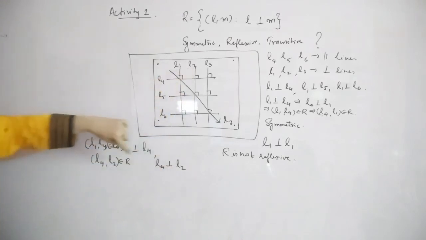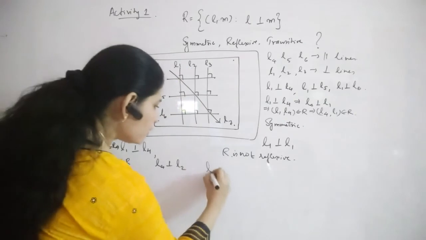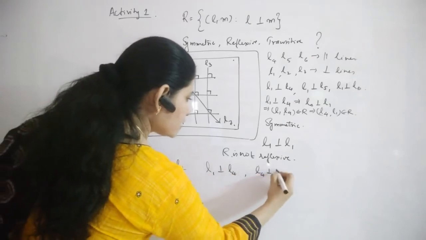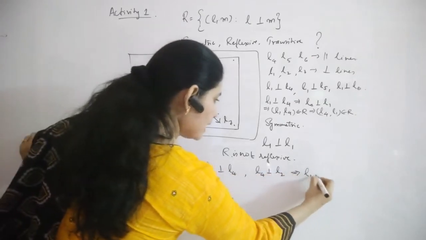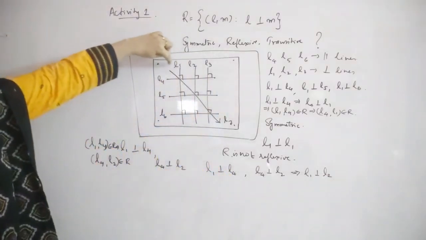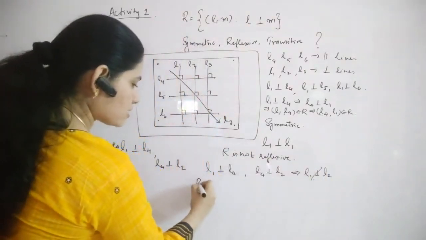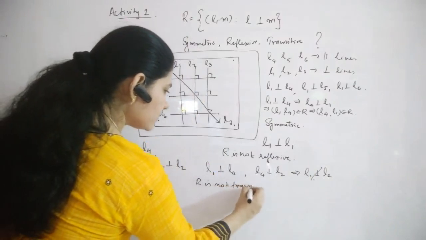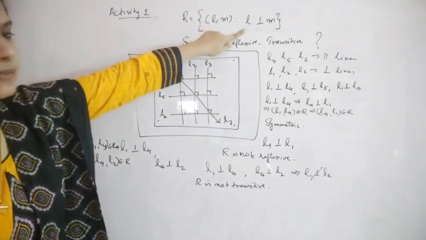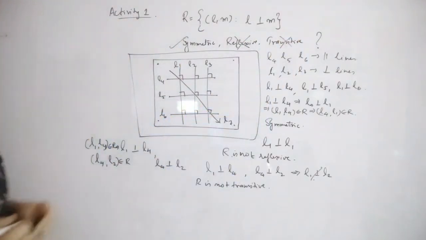But from these two conditions, can you say that L1 is perpendicular to L2? For transitivity, L1 perpendicular to L4 and L4 perpendicular to L2 should imply that L1 is perpendicular to L2. Is it possible? The two are parallel, right? So this is not possible. So you can say that the relation R is not transitive. This is what we are showing in the activity: the relation of all pairs L, M, where L is perpendicular to M, is symmetric but neither reflexive nor transitive.